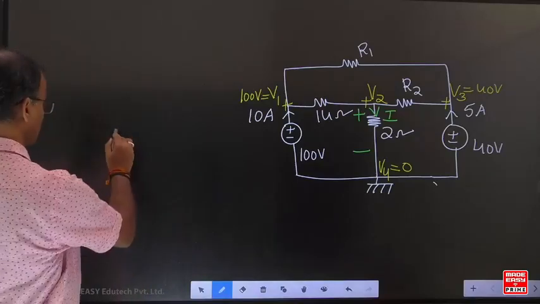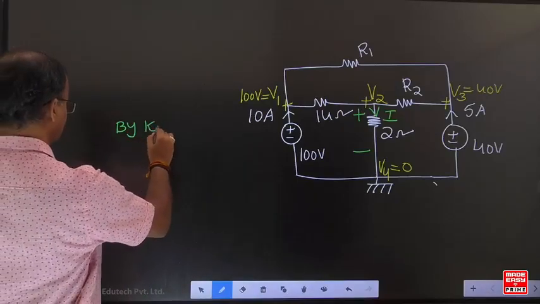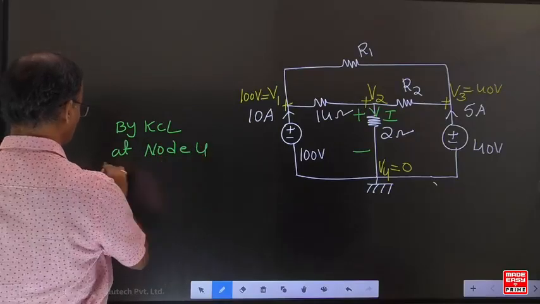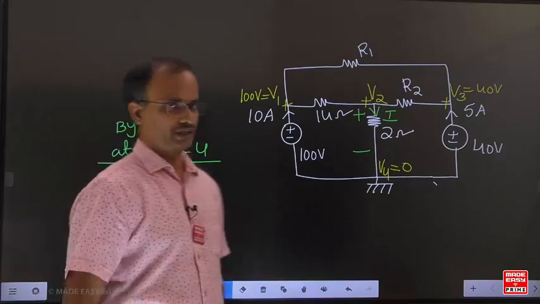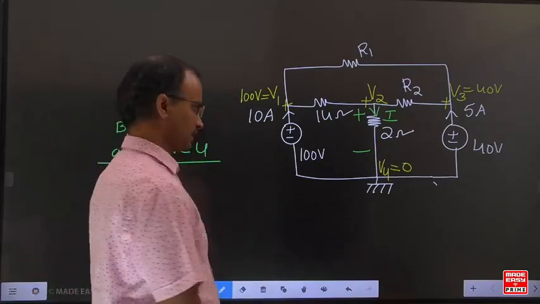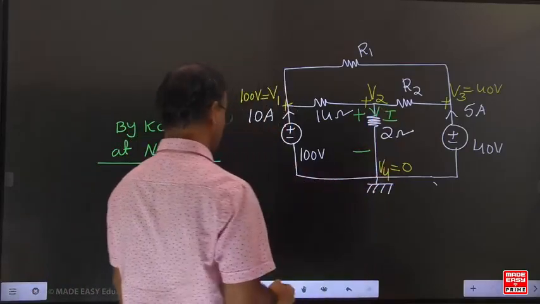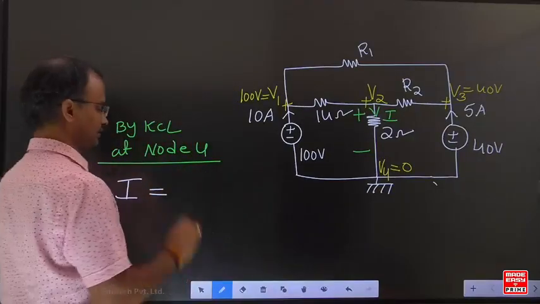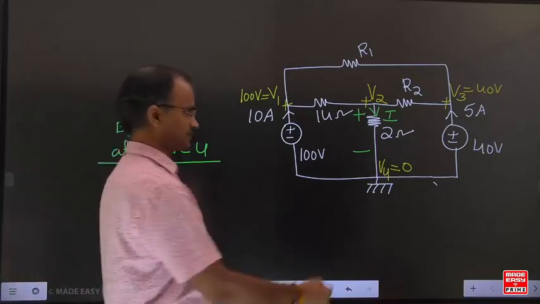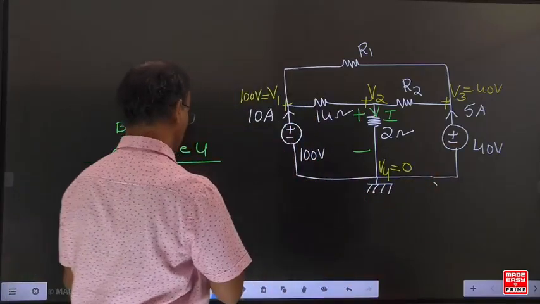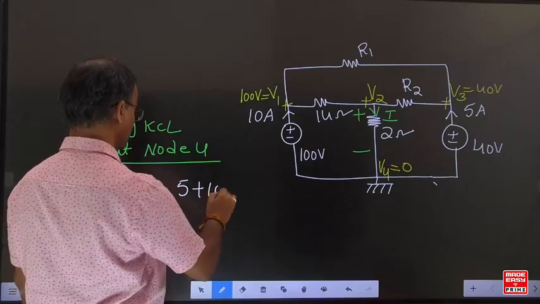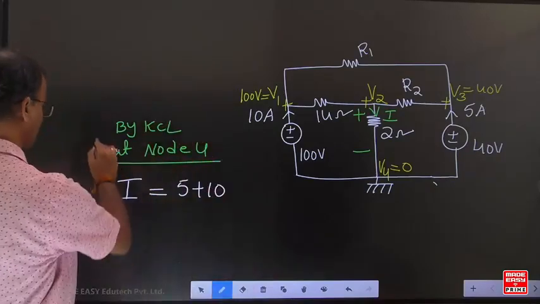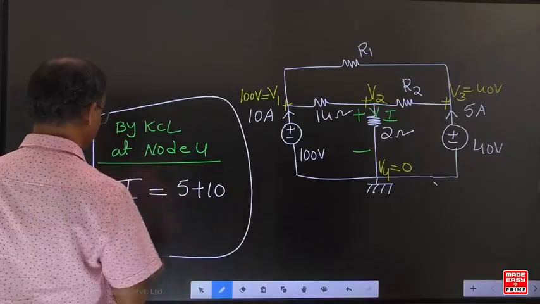Can you apply the KCL at node 4? If you apply KCL at node 4, in this example, can I select this here? I is the incoming current. What about this example? 5 is the outgoing. 10 is also outgoing. Incoming current should be equal to outgoing currents. I am writing the KCL equation at node 4.